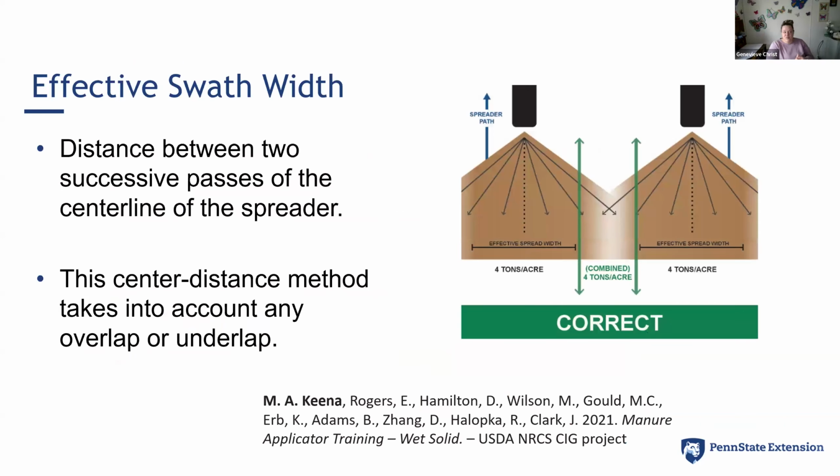And so the effective swath width is basically the distance between 2 successful passes of the center line of the spreader. So this is helping us to understand with our spreader path how much overlap we need. And if we have too much overlap or underlap, we can really see variability in our crop production because our manure nutrients are not being applied evenly across the field.